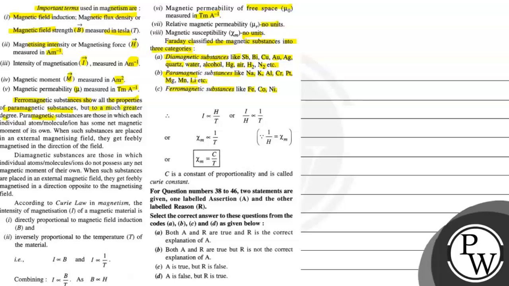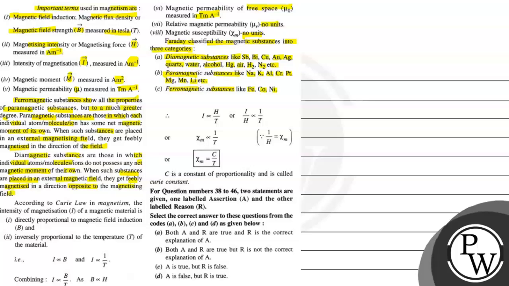Now, they are saying that the ferromagnetic substances show all the properties of paramagnetic substances, but to a much greater degree. Paramagnetic substances are those in which each individual atom or molecule has some net magnetic moment of its own. When such substances are placed in an external magnetizing field, they get feebly magnetized in the direction of the field. Diamagnetic substances are those in which individual atoms, molecules, ions do not possess any net magnetic moment of their own. When such substances are placed in an external magnetic field, they get feebly magnetized in the direction opposite to the magnetizing field.